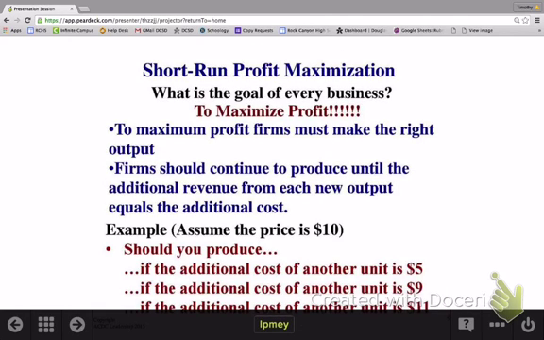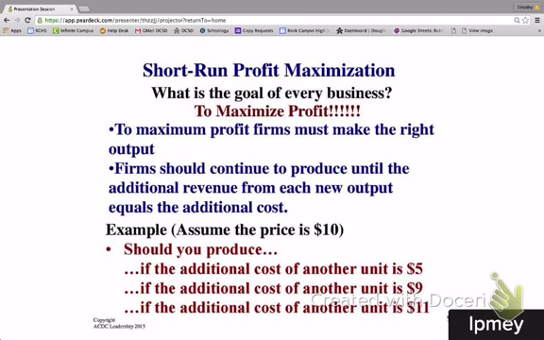So here we're reminded again that short-run profit maximization is always the goal of every business, maximizing their profit. So they have to make the right output. Firms should continue to produce until the additional revenue from each new unit of output equals the additional cost.